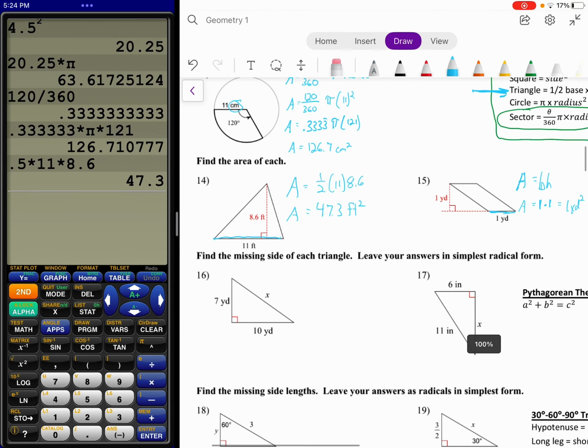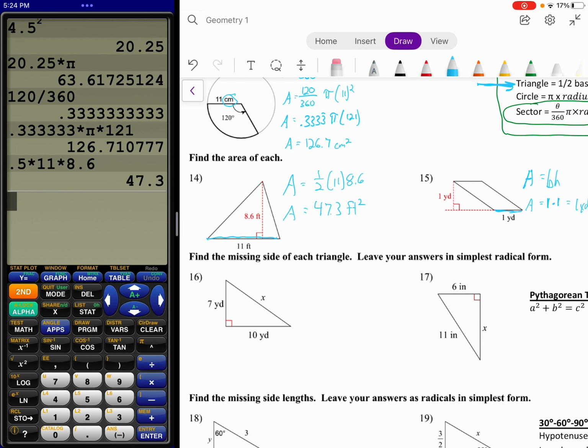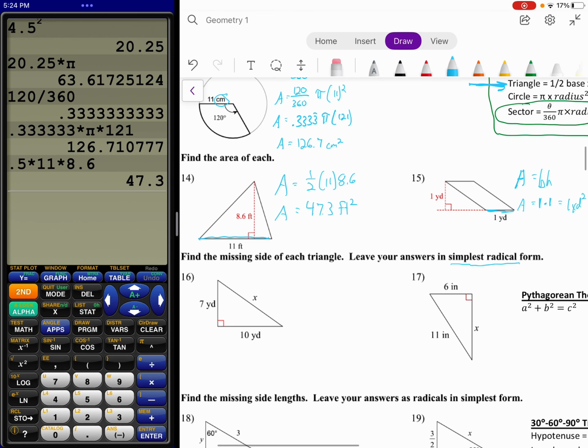Moving on to our next group, find the missing side of each triangle. Leave your answer in simplest radical form. We'll do both. We'll look at the radical form, but we'll also look at decimal form. So these are right triangles. So we know in a right triangle, we can use the Pythagorean theorem to find a missing side. It's always a leg squared plus a leg squared equals the hypotenuse squared. So 7 is a leg, 10 is a leg, and the hypotenuse is x.